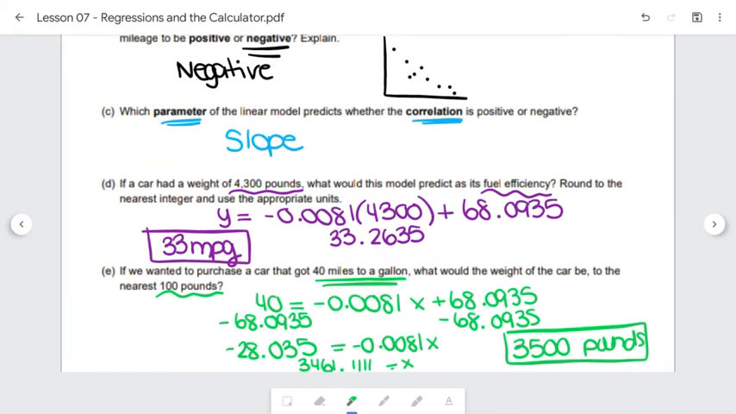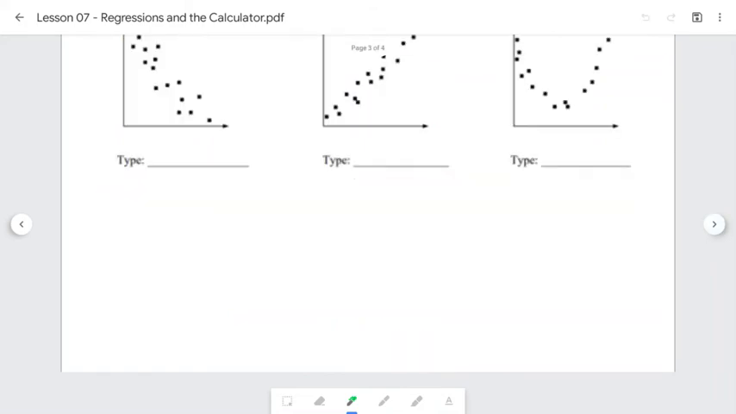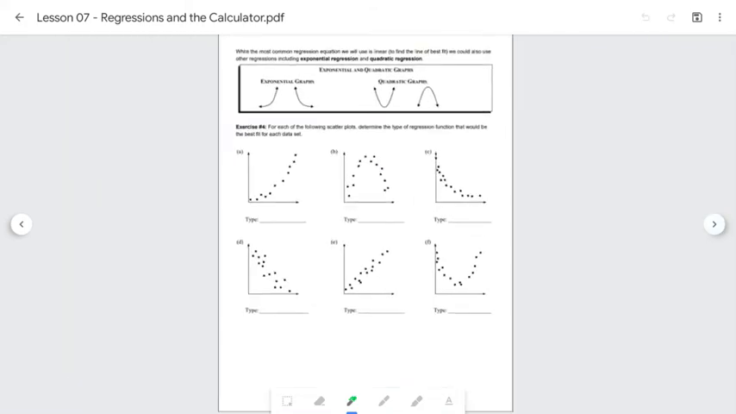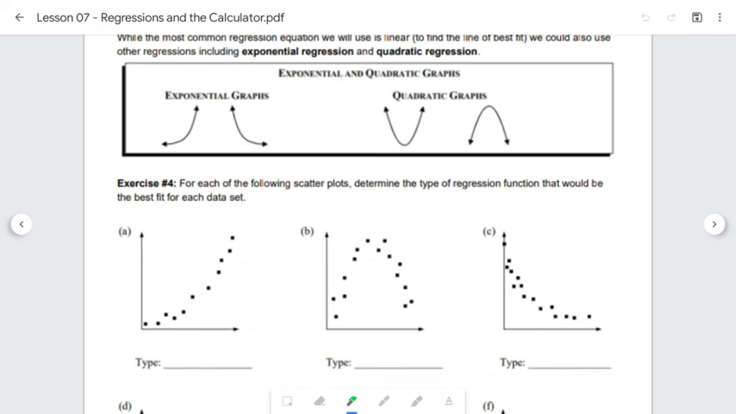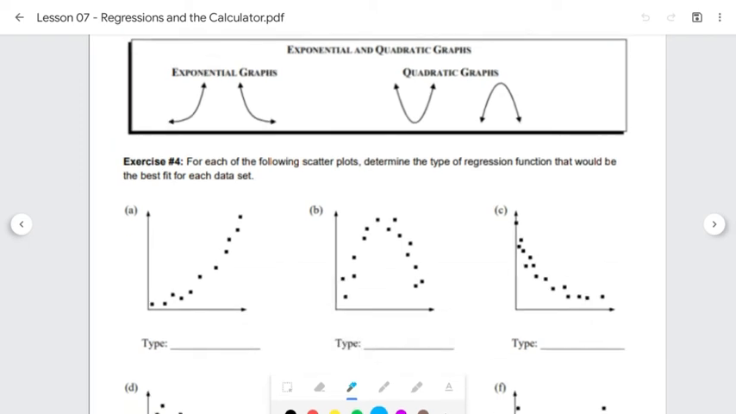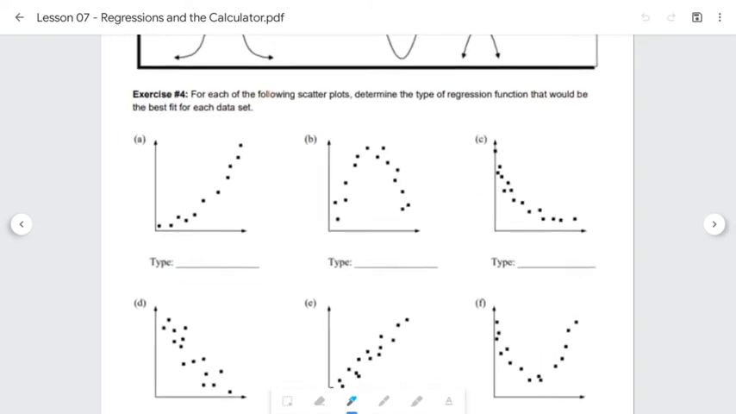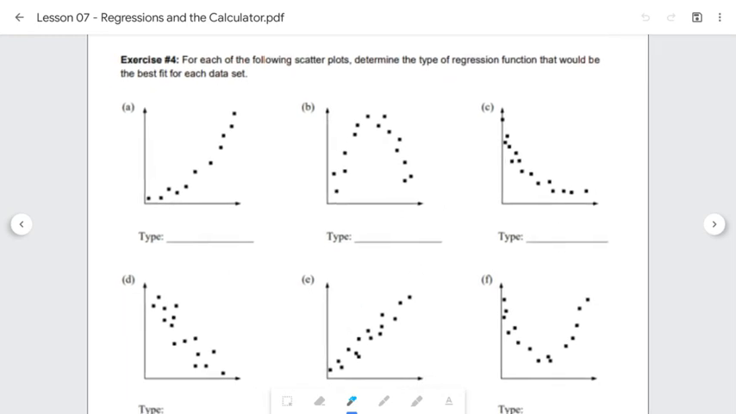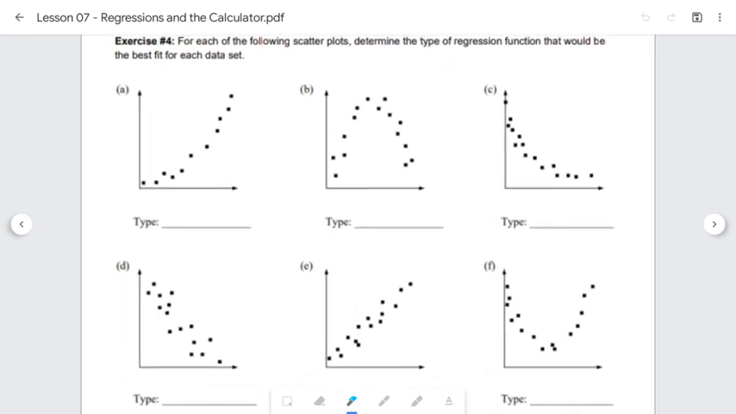One last idea that we need to cover here is that there's other types of regressions as well. So we know that there's linear, as we just saw, those relationships were linear, but exponential and quadratic graphs make their way back for us here. So if we're looking at this in exercise 4, we should be able to tell that each scatter plot has a different type of regression that would be best to find the equation that best fits their data.